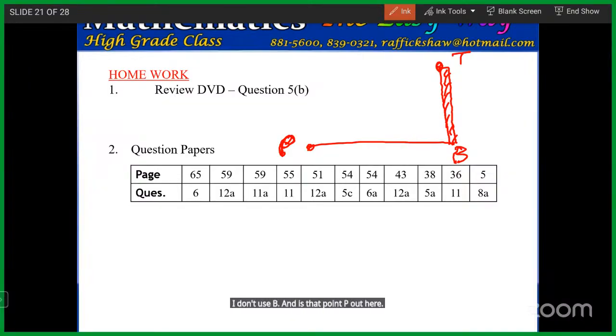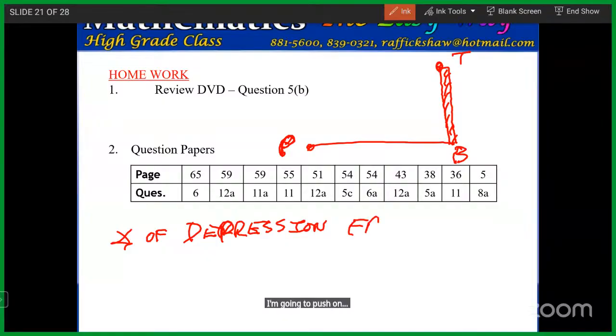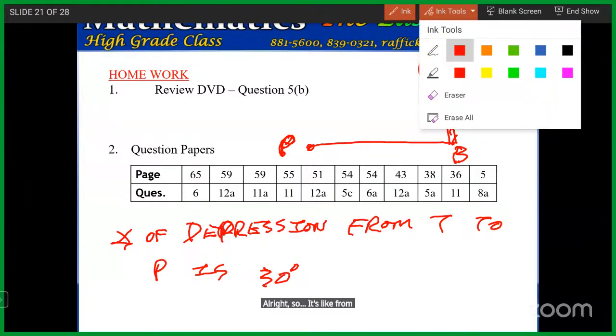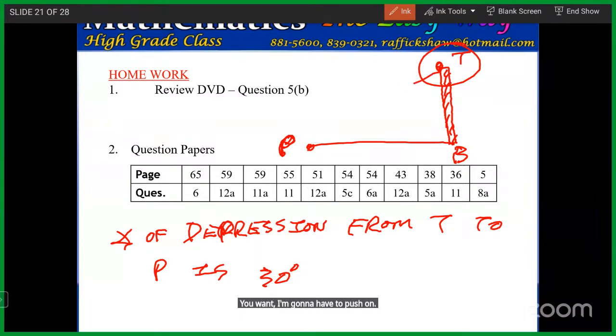I'm showing a common mistake now. Let's say the angle of depression from T, that's the top of the tower, to P is 30 degrees. I want to represent that 30 degrees on the diagram. So it's like from up here, you want the angle of depression down to there.